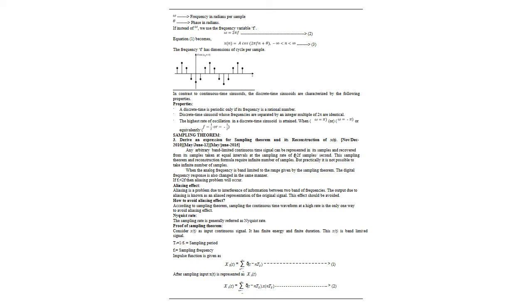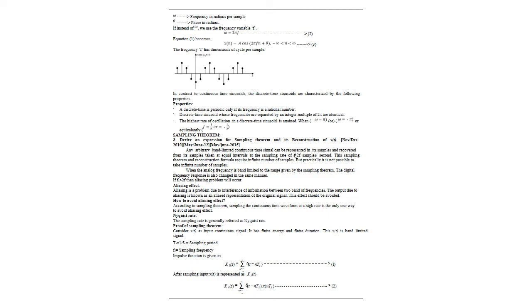So in that case the aliasing will occur. Aliasing effect means the problem due to the interference of information between the two bands of frequencies. The output will be known as aliased and it is a misrepresentation of the signal. So this effect has to be avoided. How can we avoid the aliasing effect? According to the sampling theorem, we sample the continuous time waveform at a high rate. So that will avoid the aliasing effect.